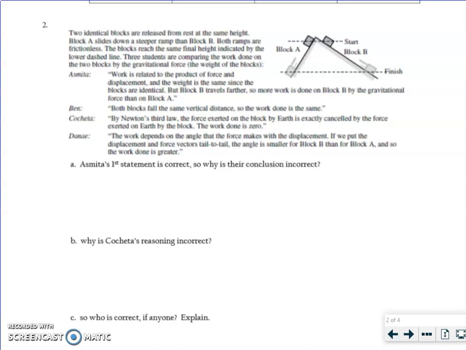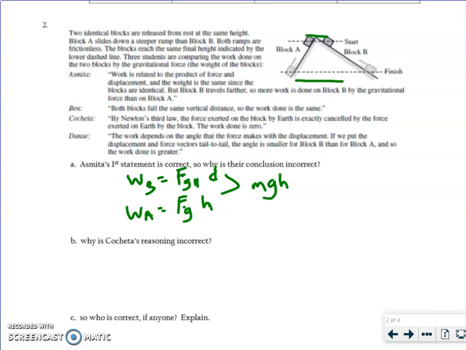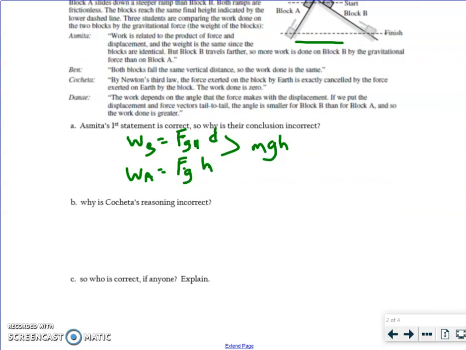That's true. Block B travels further, so more work is done. Well, it does travel further, but the work done by B is the force of gravity parallel times that distance. And the work done by A is just the full F of G times, let's just call that H. So we learned that those turn out to be the same values because D is, even though this is less than this, D is greater than H. And it all turns out to be that the work done goes towards mgh. It goes towards the same potential energy because we started at the same place, we ended at the same height, and we don't care how we got there. That's the beauty of this.